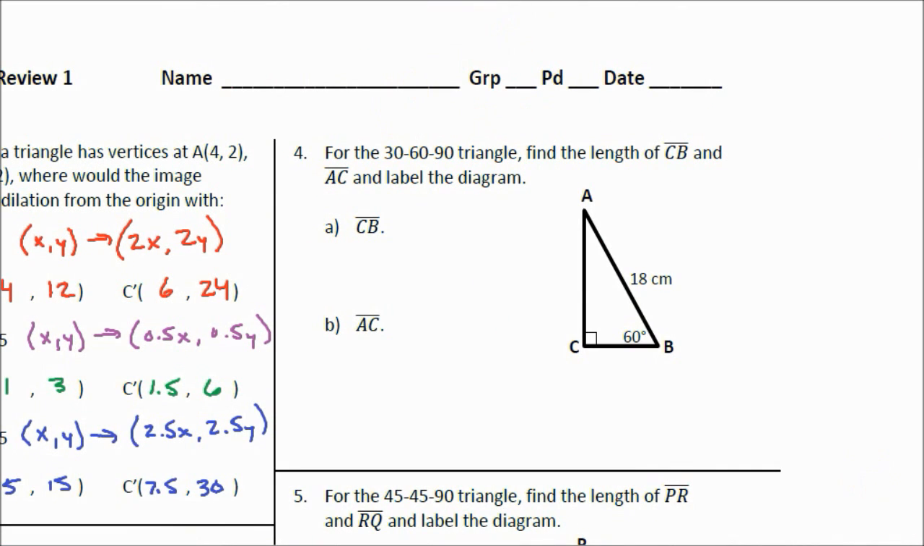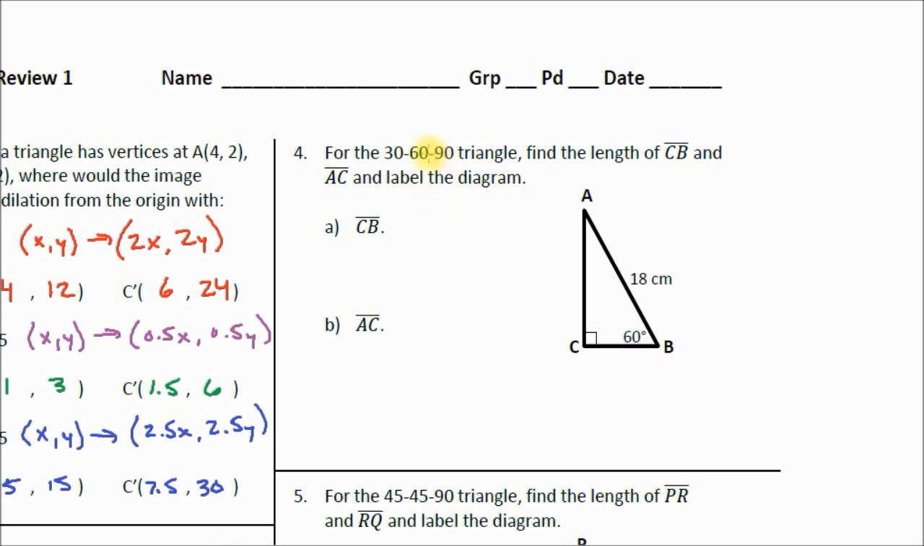Question number 4. For the 30, 60, 90 triangle, find the length of CB and AC and label the diagram. Now, we've talked about this before, class. You can actually use trigonometry to solve for these sides, but why would we do that?